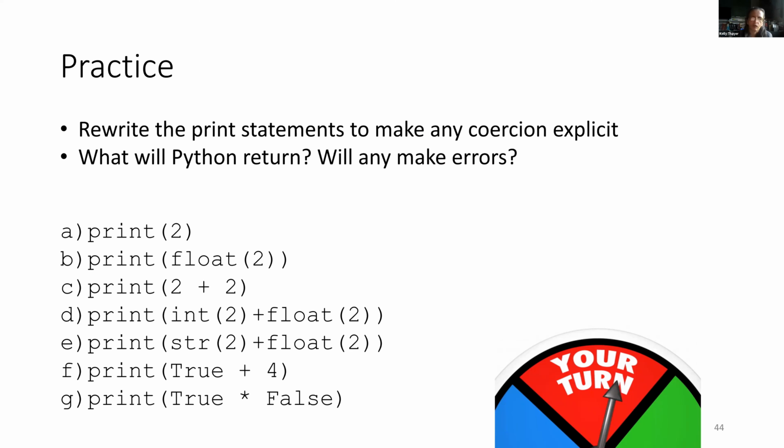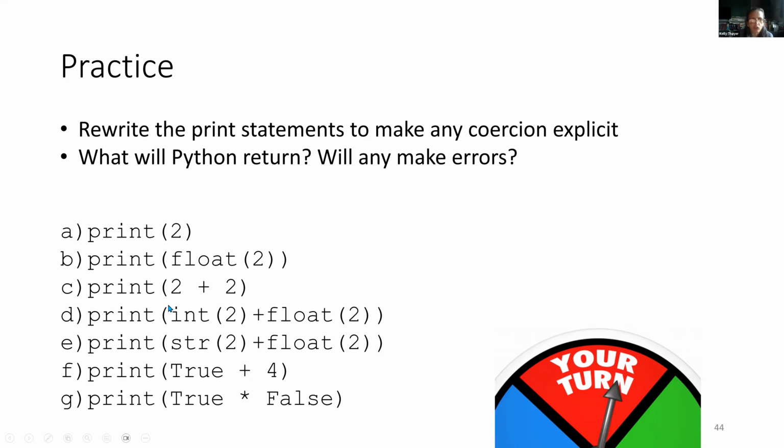What will Python return, and will it make any errors? So let us keep in mind that print can only operate on strings. And so when we do print 2, we will not get an error, and that is because Python is implicitly coercing 2 into the string of 2. Same will happen with the float of 2. We have seen print of 2 plus 2 already, where this will get resolved to 4 and it will get coerced into a string.